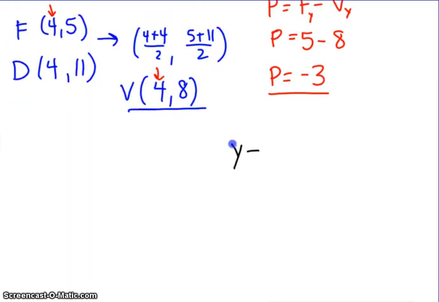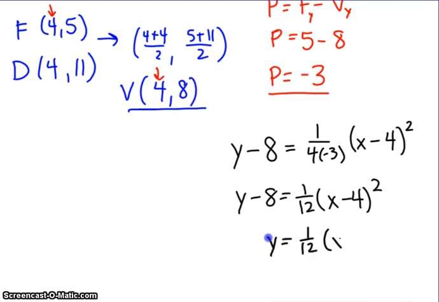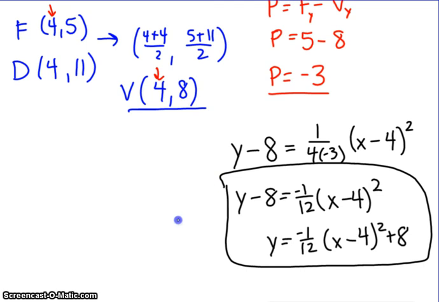So we have y minus k, which is 8, equals 1 over 4p, p is negative 3, times x minus h squared, and h is 4. So let's simplify this fraction. y minus 8 equals negative 1 over 12 times x minus 4 squared. If I want to change this to vertex form instead of the form on the previous page, I can simply add 8 to both sides. So the vertex here is 4, 8, and I have a p-value of negative 3. Oops, I forgot my negative. There we go, that's the correct answer. Okay, so either one of these would be correct.